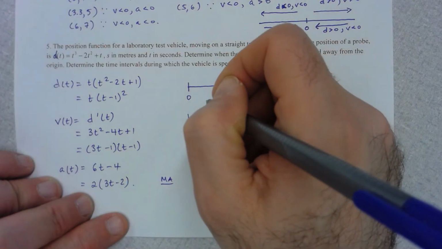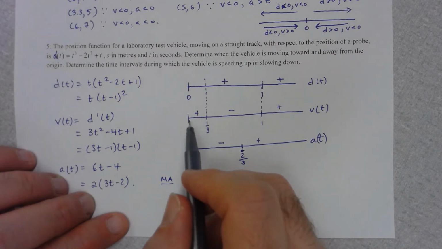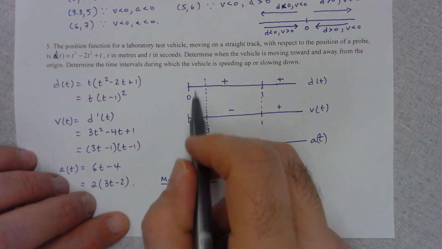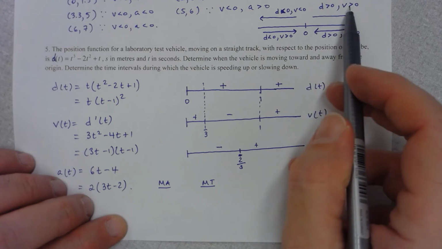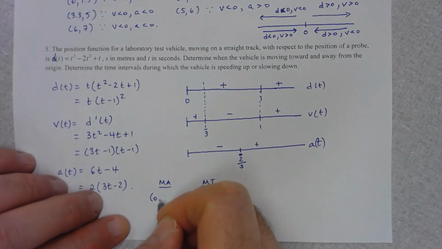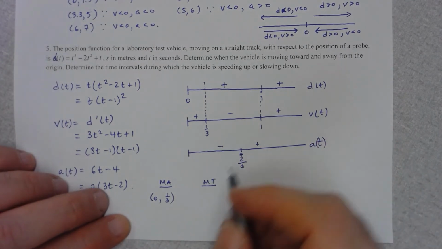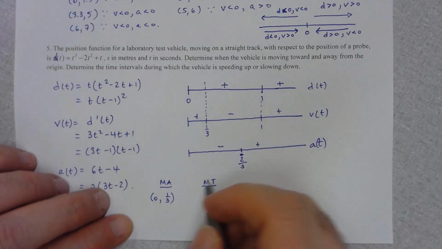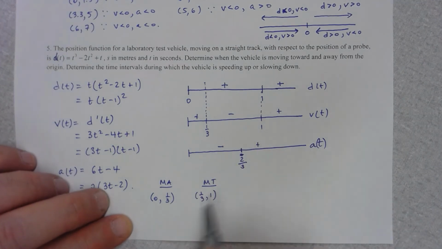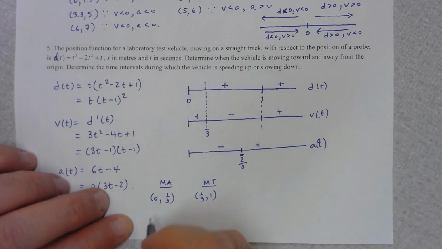And I'm just going to draw little dotted lines here to help me out. So I see that from 0 to 1/3, both position and velocity are positive. And as we saw above, when they have the same sign, I'm moving away. So from 0 to 1/3, sorry about that, I'm moving away. Okay, but from 1/3 to 1, they have opposite signs. So I'm moving toward. So from 1/3 to 1, I'm moving toward the origin. And then greater than 1, I see that they have the same signs, so I'm moving away. So 1 to positive infinity, I'm moving away.